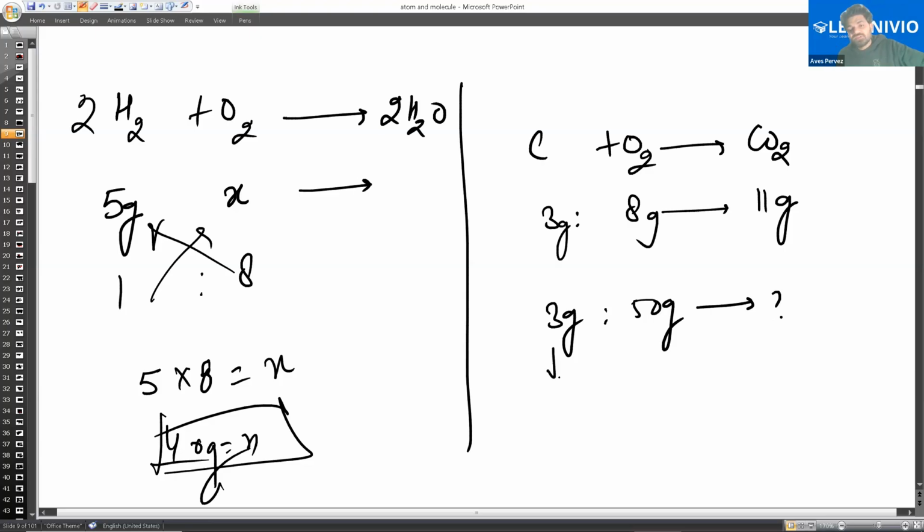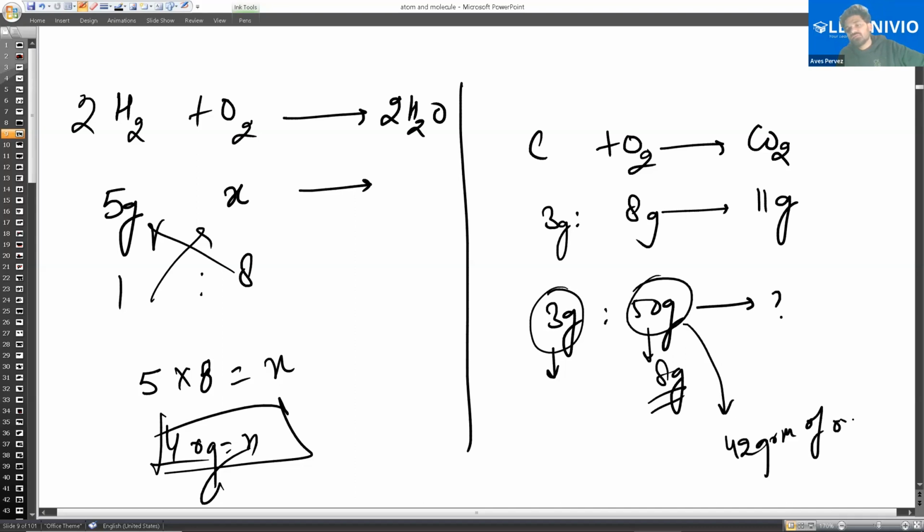Why? Because you know that the combining ratio is fixed. For every 3 grams, we require only 8 grams. So if you have excess, it will remain unreacted. Out of this 50 grams, 8 grams of oxygen will be consumed and 42 grams of oxygen will remain unreacted. समझ आया? So 8 plus 3 will give you 11 grams. Got it? This we have done many times.